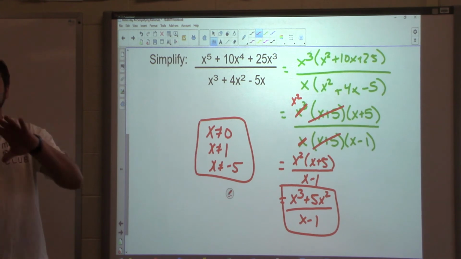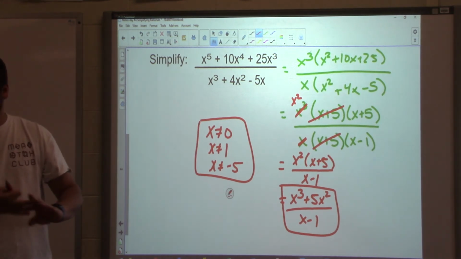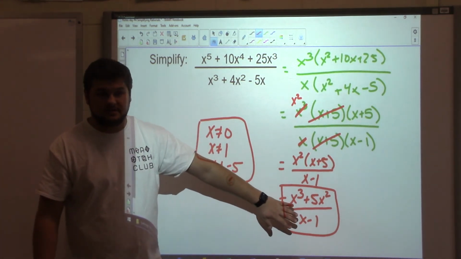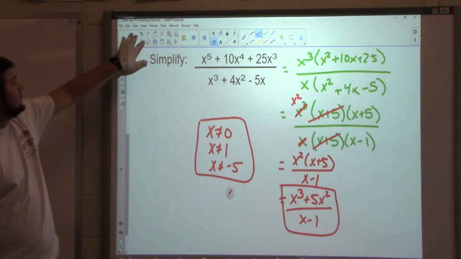Good. Does everyone see where the 3 restrictions come from? Does everyone see how we got our answer? Okay. We're going to do a few more.